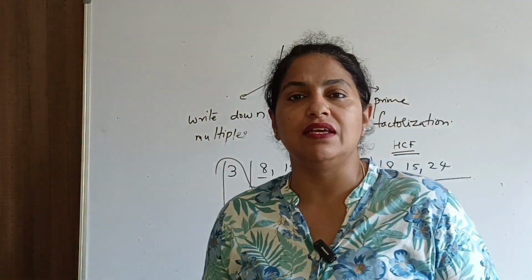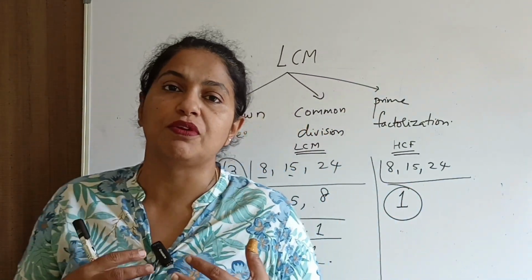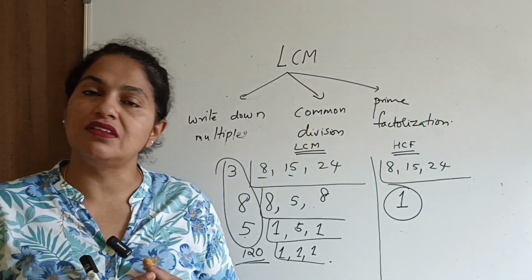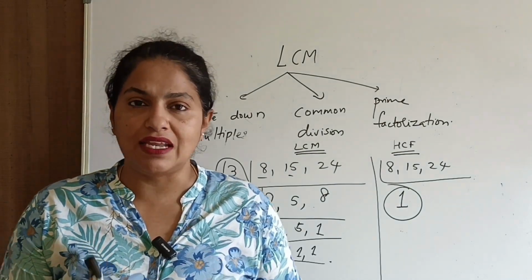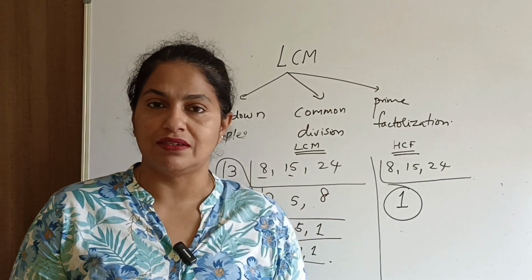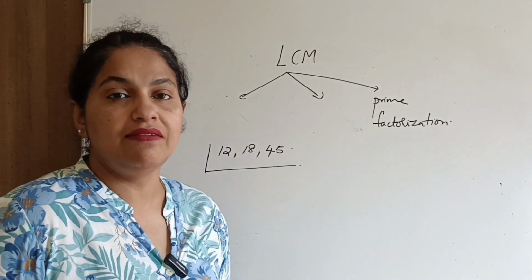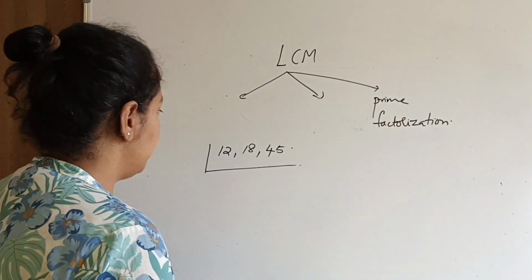Now again, for finding the not HCF, LCM. Again for finding the LCM, I always prefer using this particular method because it is the easiest. Let us take a few more examples and see how to find the LCM using this particular method. Let us find the LCM of 12, 18 and 45.